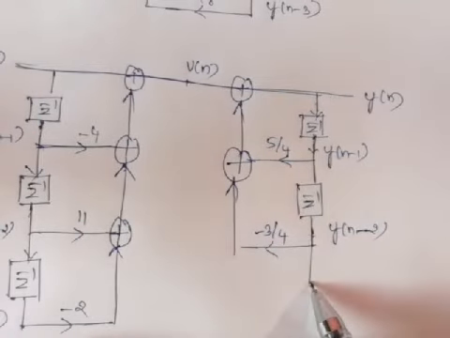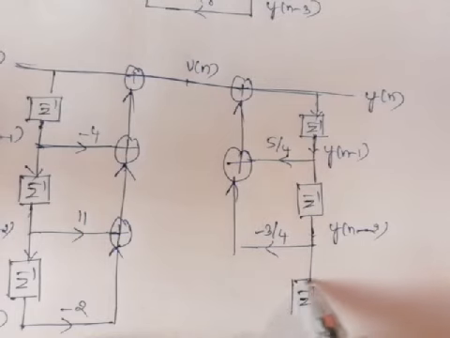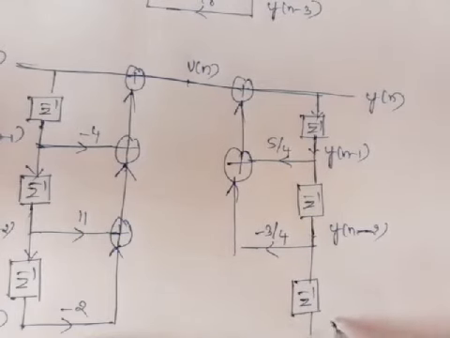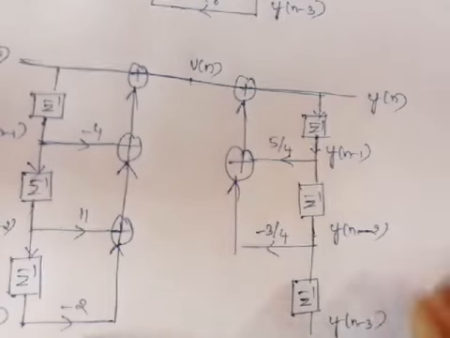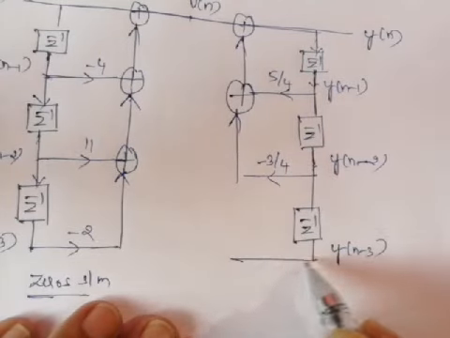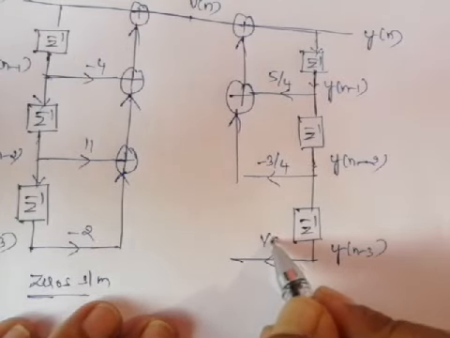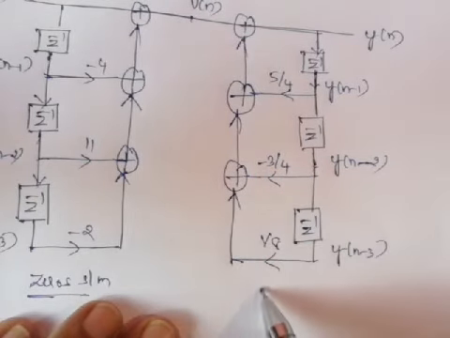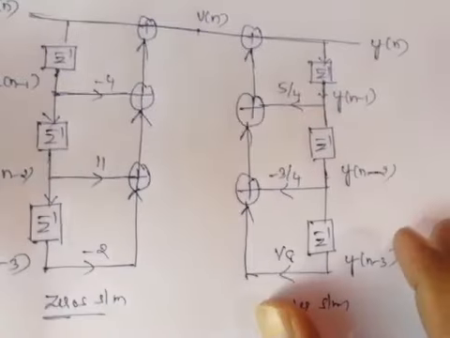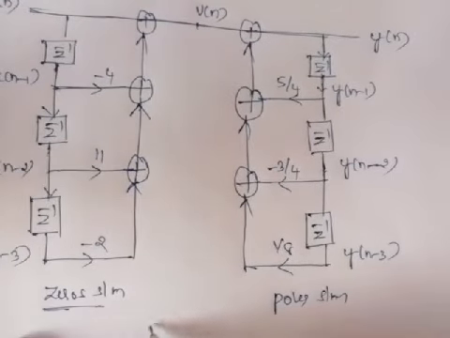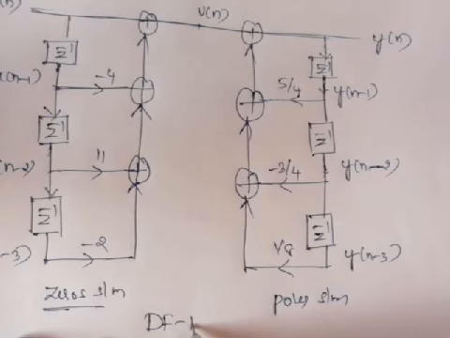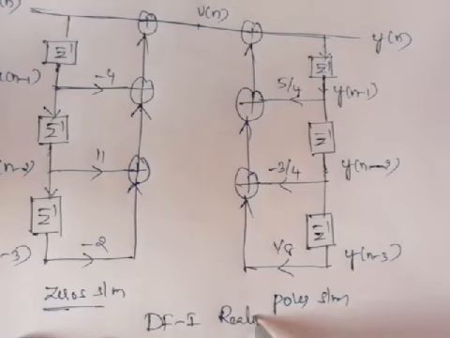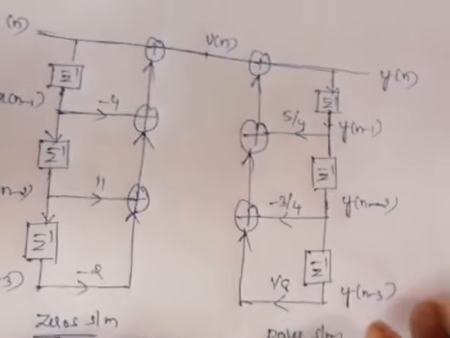Next, one more time delay, we are getting y of n minus 3, and coefficient term is 1 by 8, add with the previous operation. It is the pole system. This overall diagram will give the direct form 1 realization.